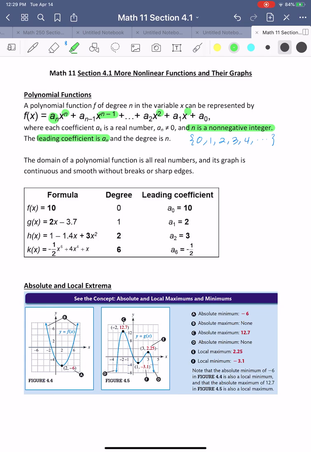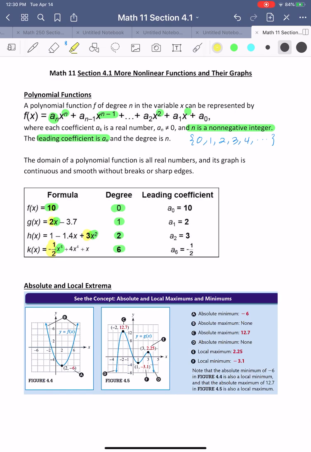So the formulas: first is a constant function, which has a degree of 0. The linear function has a degree of 1. Then quadratic functions have a degree of 2. And this one has a degree of 6, so there's no special name, but it is still a polynomial. And the leading coefficients here are 10, 2, 3, and then negative 1/2. That's what we call the leading coefficient.